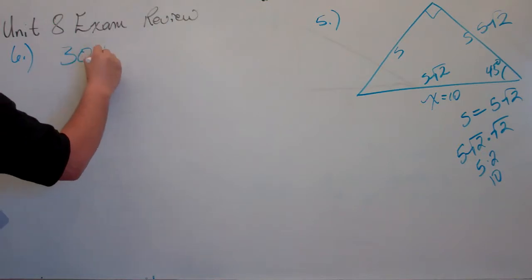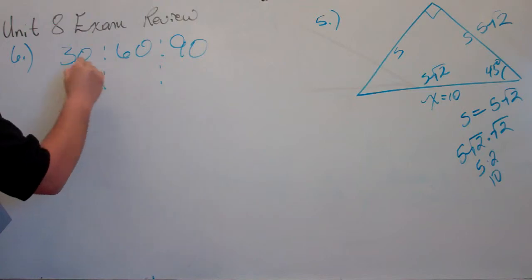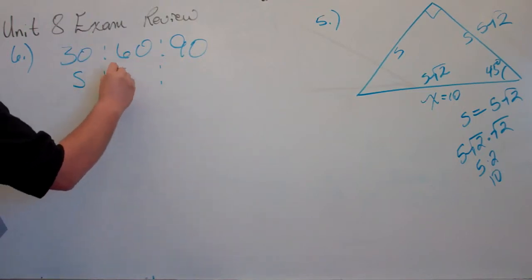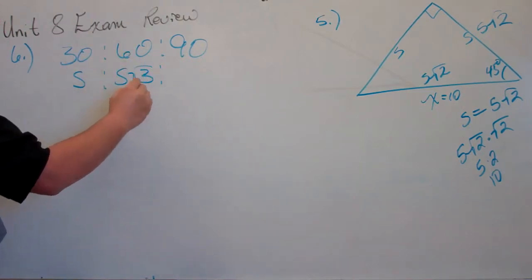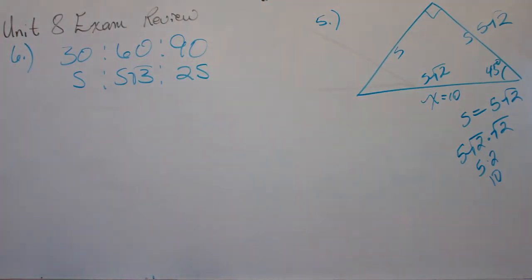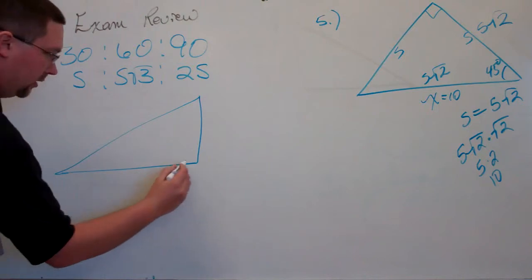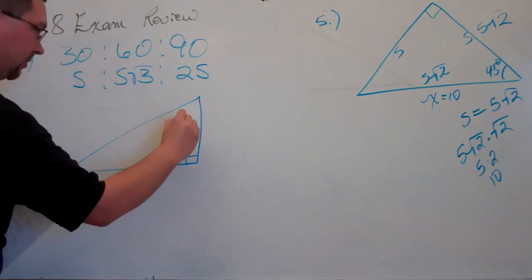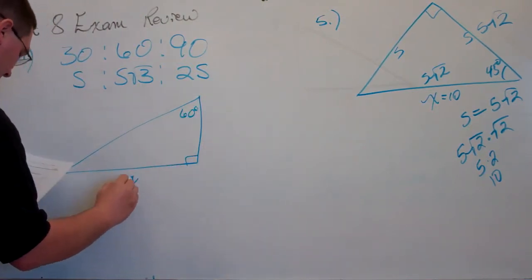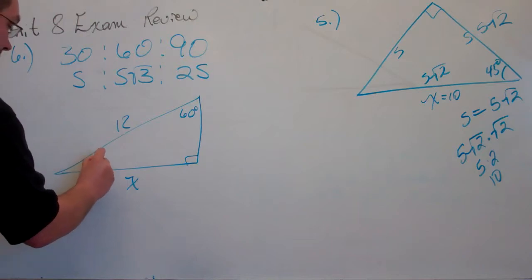For the 30-60-90, the side across from the 30 is s, the side across from the 60 is s times the square root of 3, and the side across from the 90 is 2s. Okay? So, here's our triangle. It's a little elongated. This was our 60-degree angle. This was x. This was 12. So, we know this is our 30-degree angle.